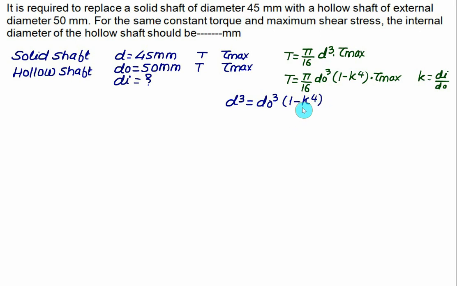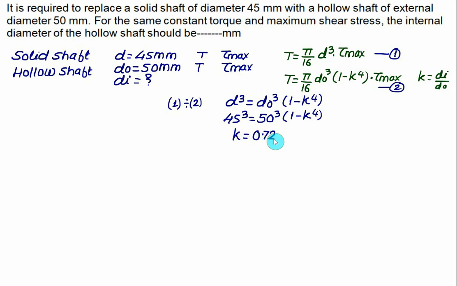So once we know the value of k, we can calculate the value of di. We have d cube equal to 45 cube, d cube equal to 50 cube into 1 minus k to the power 4. So this was the result obtained by dividing 1 with 2, or we can equate them. Solve this, we will get the value of k. The constant k will come out to be 0.72.